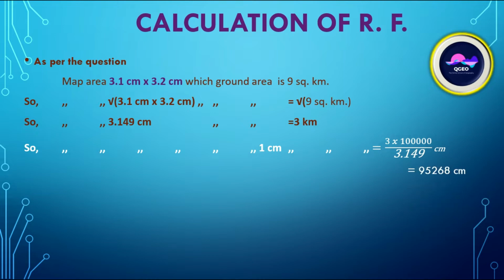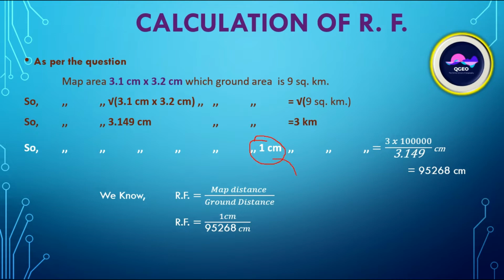centimeter. So we know RF is equal to map distance by ground distance. Here, 1 centimeter is the map distance, and here 95268 is the ground distance. By this way we can write RF is equal to 1:95268.